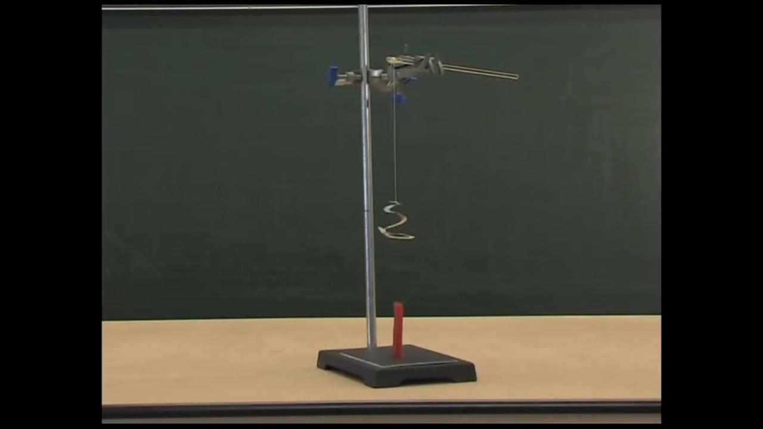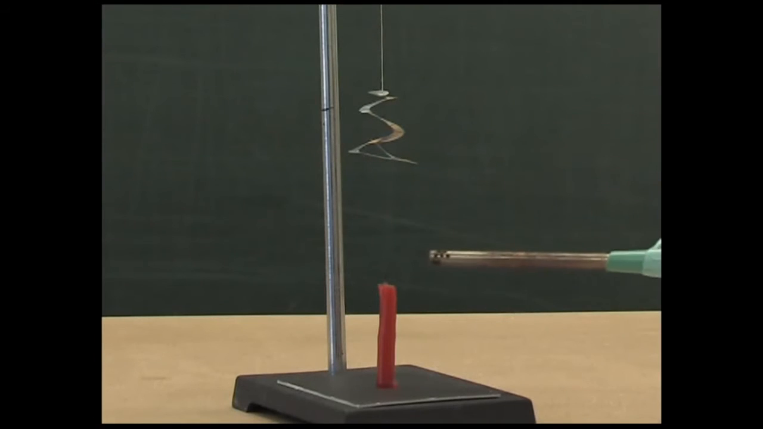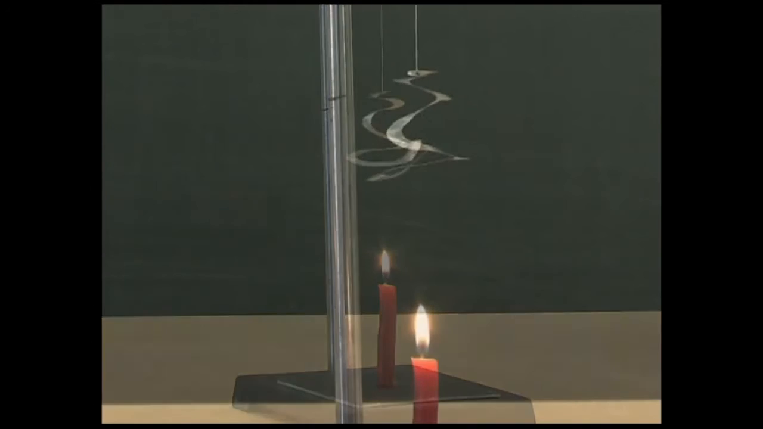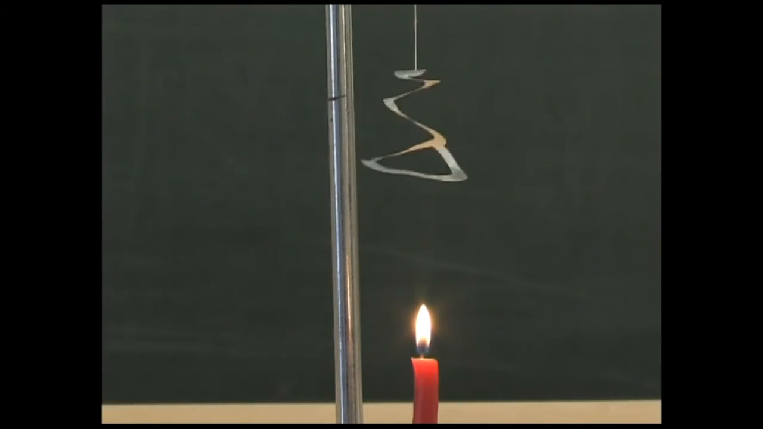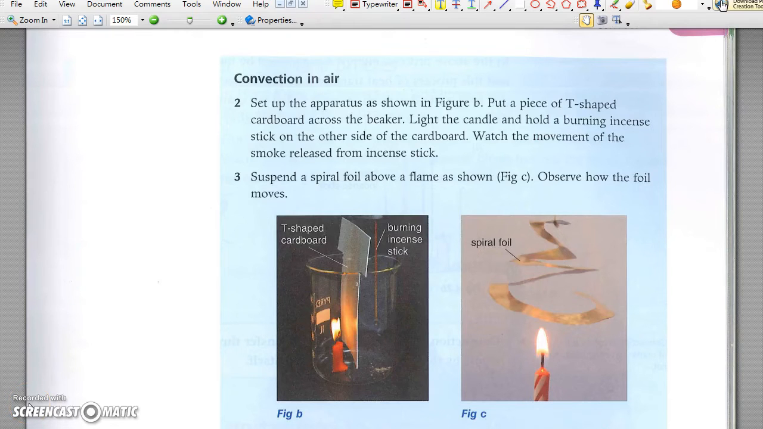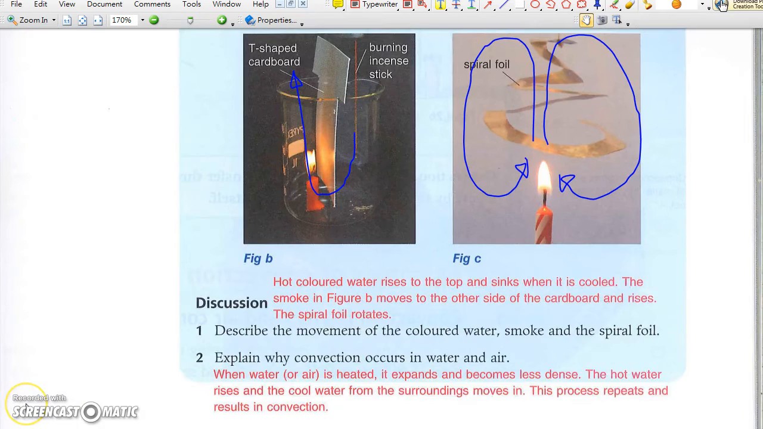We can also study convection of air using a spiral foil. Light up the candle. Observe the movement of the spiral foil. How does the foil move? The experiment shows the convection currents in different cases. In all these cases, you can see convection currents form closed loops.